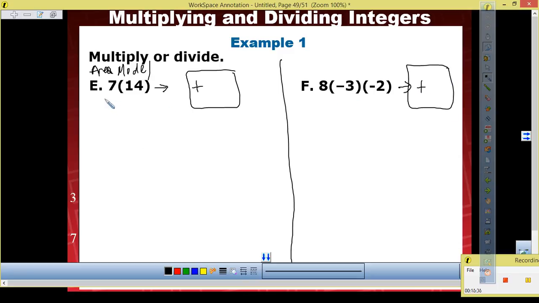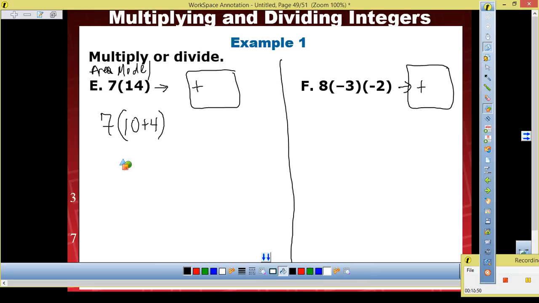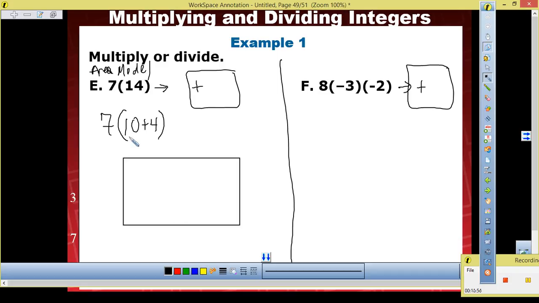Let's rewrite this. Look up, please. This is 7 times 14. I can write it like this. Look up. 10 plus 4. We got it? So now, let's draw our rectangle. Check this out. Nice and perfect like mine. So what is the base? 10 plus 4. What is the height? 7.